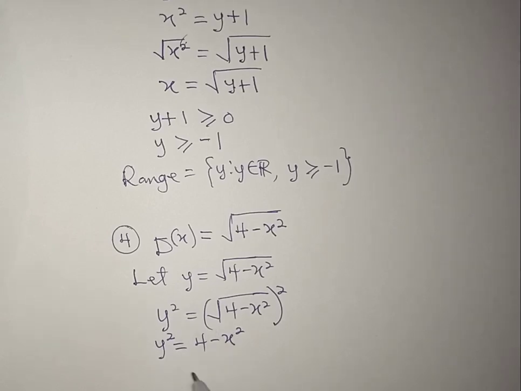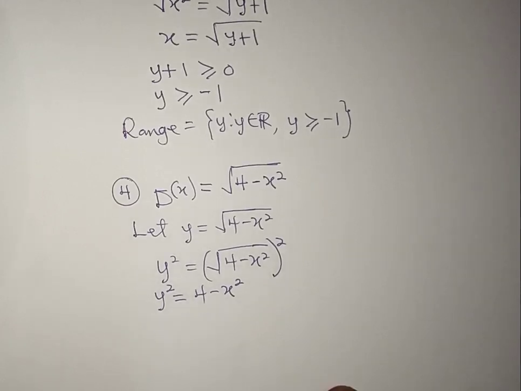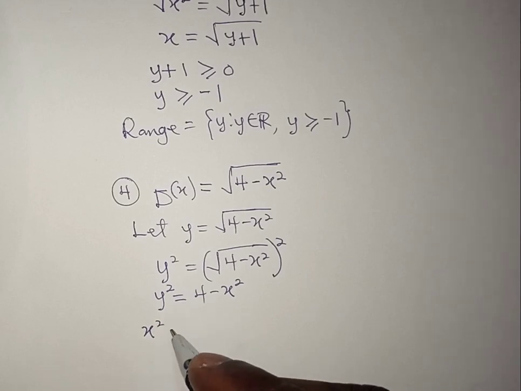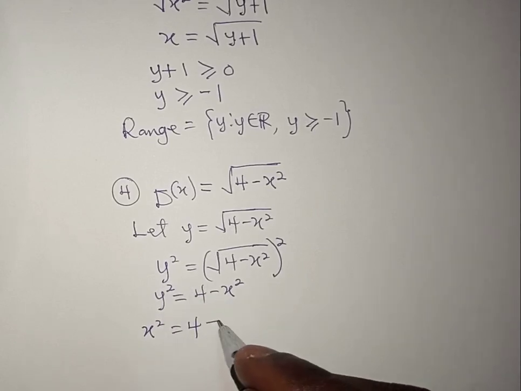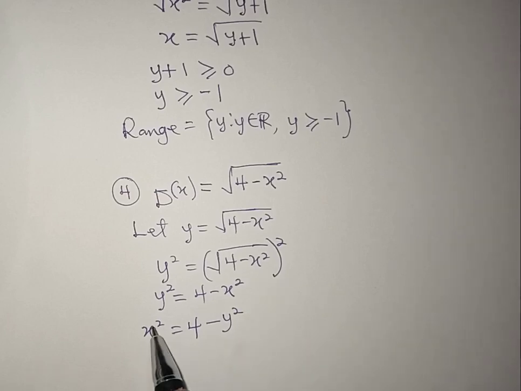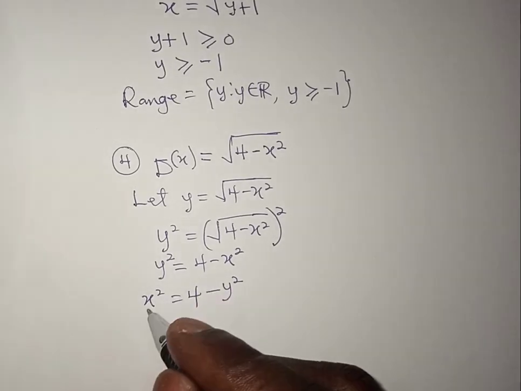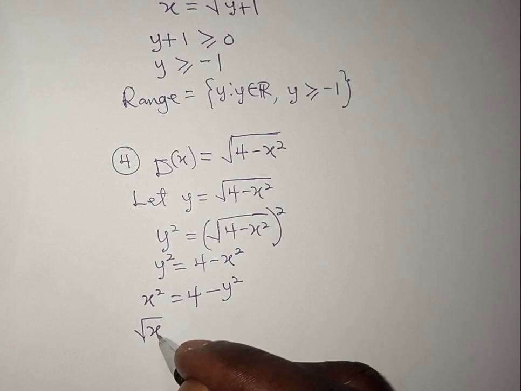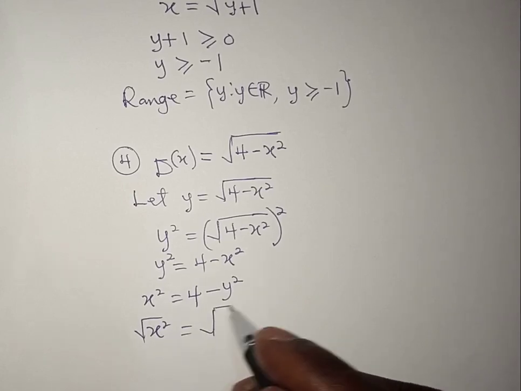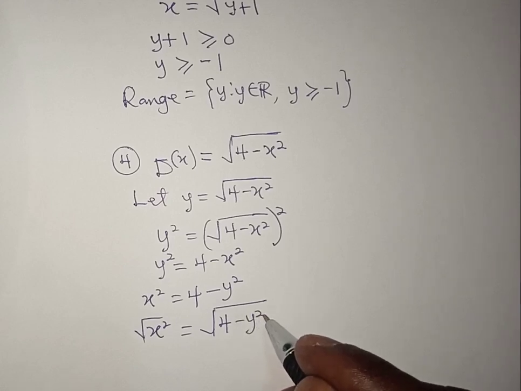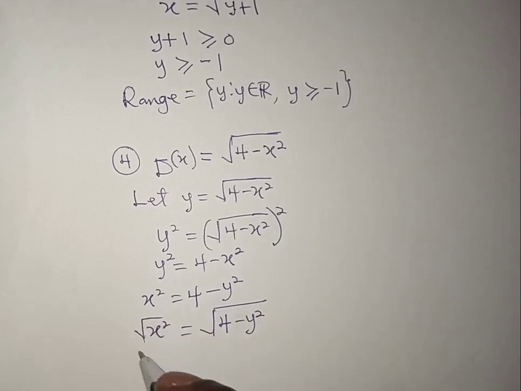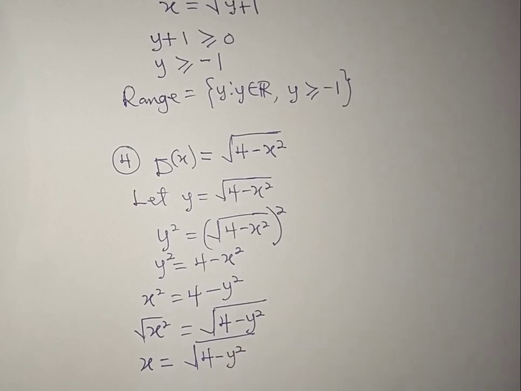Great. Now what I can do is bring x here. I'm just grouping like terms. I bring x squared here and maintain 4, then send y here, which will give me y squared. Once you realize that this is what we have, we can take square roots of both sides. Good. So this one crosses out, then we have x is equal to the square root of 4 minus y squared.